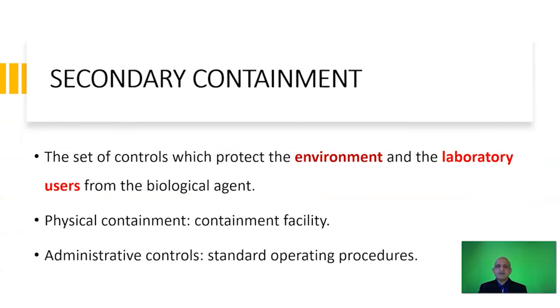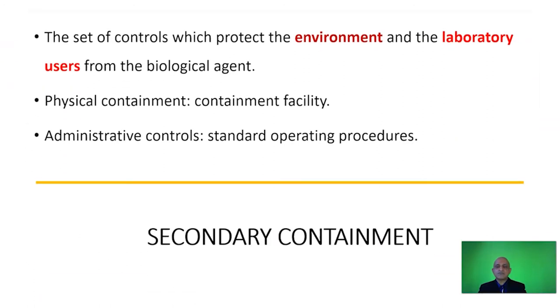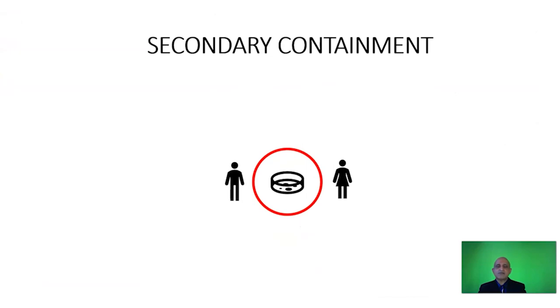Secondary containment constitutes the set of controls which protect the environment and the laboratory user from the biological agent. Now we are extending our scope beyond the laboratory into the surrounding environment. This may involve physical containment, such as the facility building itself, as well as administrative controls and standard operating procedures. This is an example of secondary containment.